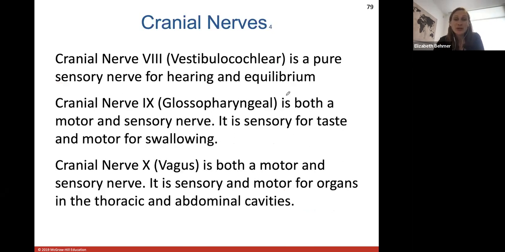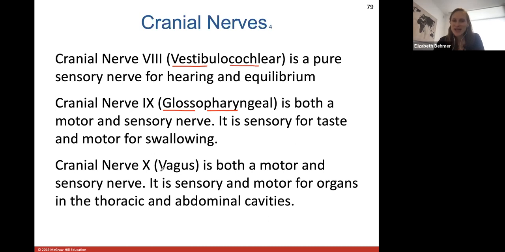The vestibulocochlear nerve is a pure sensory nerve going to the cochlea and the vestibule, which we'll talk about in chapter 9, for hearing and equilibrium. Glossopharyngeal, whenever you see the word glosso, that has to do with controlling your tongue, and pharyngeal means it's going to your pharynx. This is also a mixed motor and sensory nerve. It's sensory for some of the taste buds on your tongue, and a motor to control the muscles that help you swallow in the pharynx.